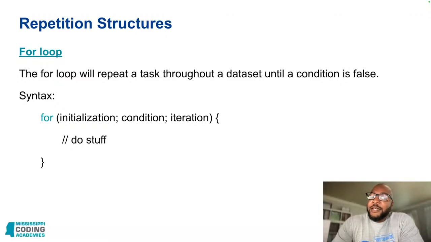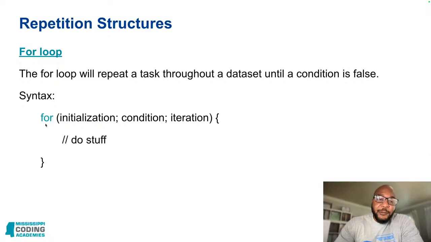Okay, so let's get into repetition structures. And again, we have three loops that we're going to look at in this lesson. The first one is the for loop. And the for loop, as you can see here, will repeat a task through a data set until a condition is false. And here's the syntax for a for loop.